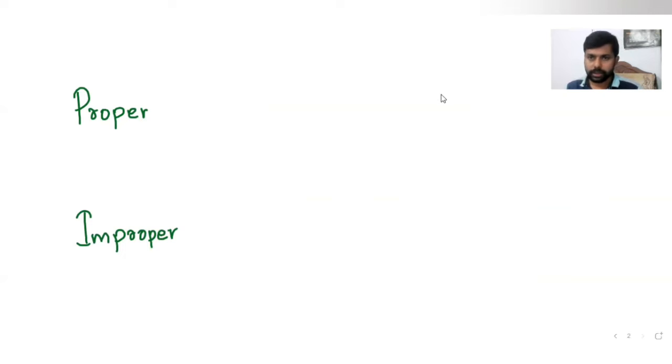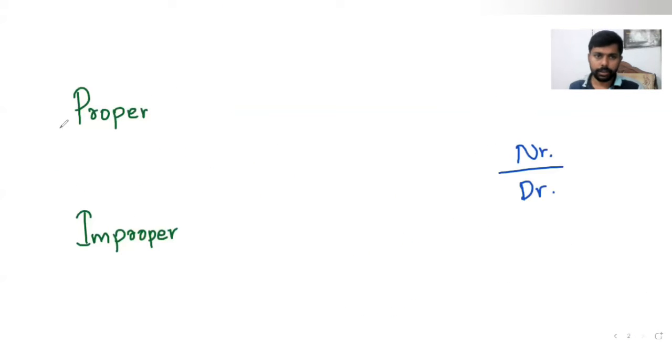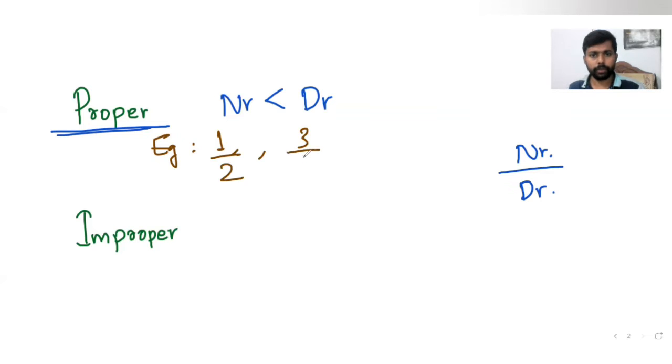We have already discussed that all fractions are in the form of numerator divided by denominator. We have seen an example now, 1/2. In that example, the numerator is a small value and the denominator is a larger value. That kind of fraction is called a proper fraction. That means a fraction is said to be a proper fraction if the numerator is less than the denominator. For example, 1/2 is an example of a proper fraction. 1/2, 3/4, 2/7. In all these fractions, you can see the numerator is a small value and the denominator is a large value.